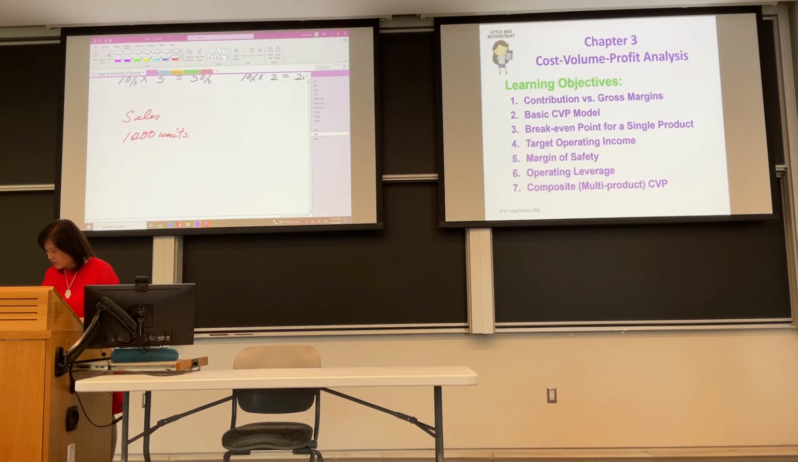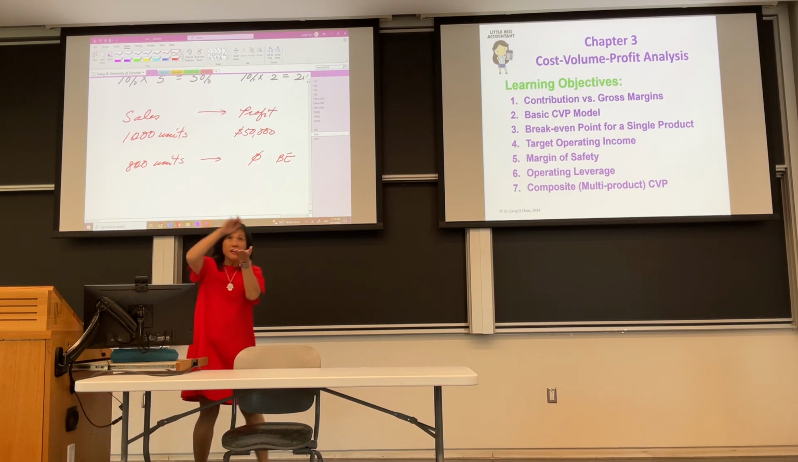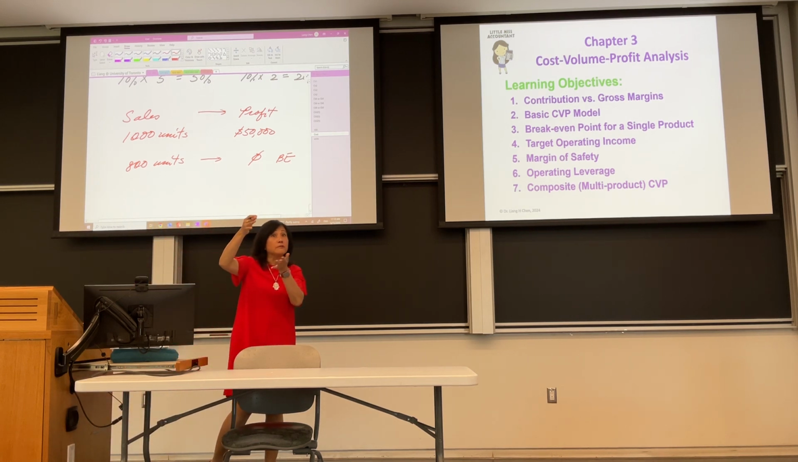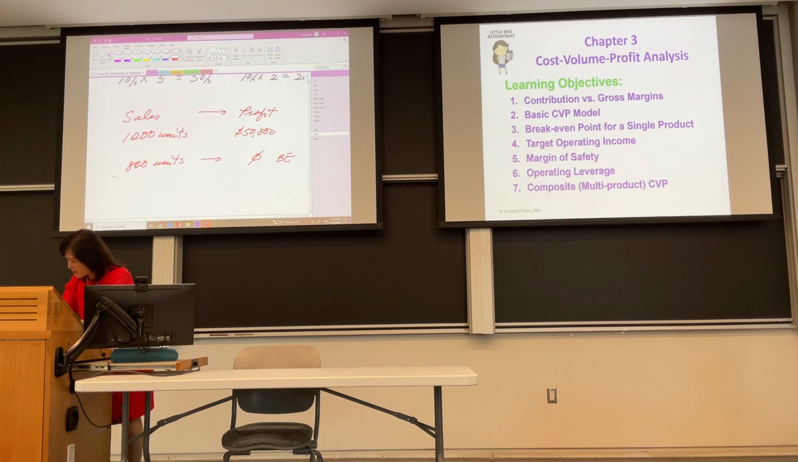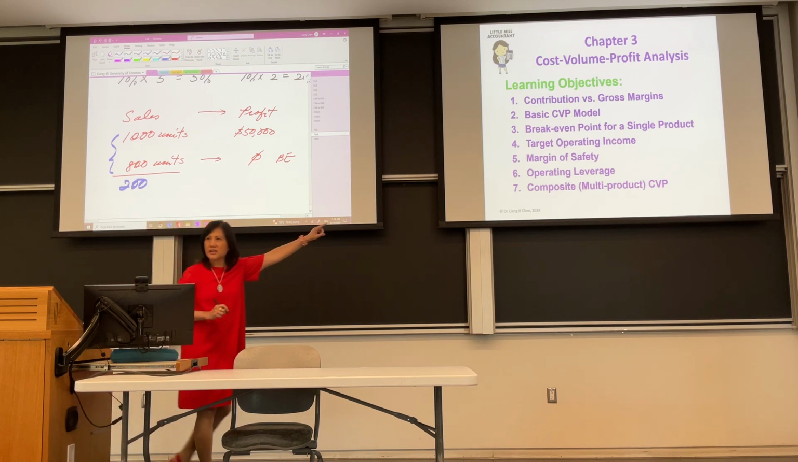For example, you can make a profit of $50,000. If you sell 800 units, no profit, break even. So you have a safety, a buffer zone. Okay? This buffer zone is 200 units. This is called margin of safety.